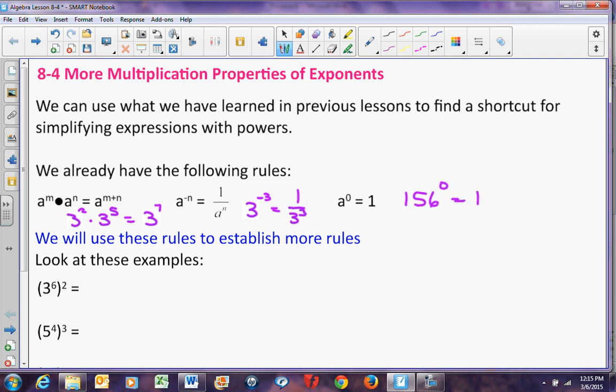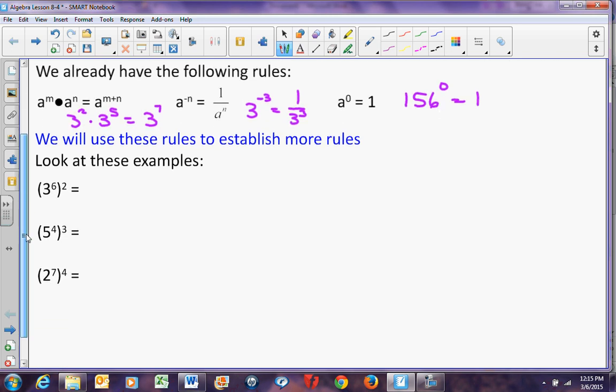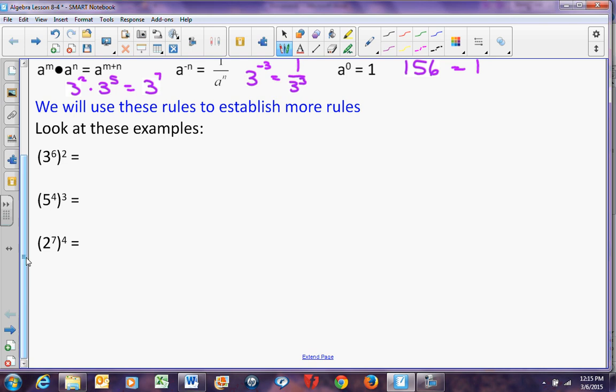Using those properties, let's take a look at a couple of examples and see if we can figure out a pattern here. If I have 3 to the 6 and I'm going to raise that to the second power, that's the same thing as saying 3 to the 6 times 3 to the 6th, which is the same thing as saying 3 to the 6 plus 6, which is 3 to the 12th, because all we did was apply this rule right here. Same base, so we're going to add the exponents.